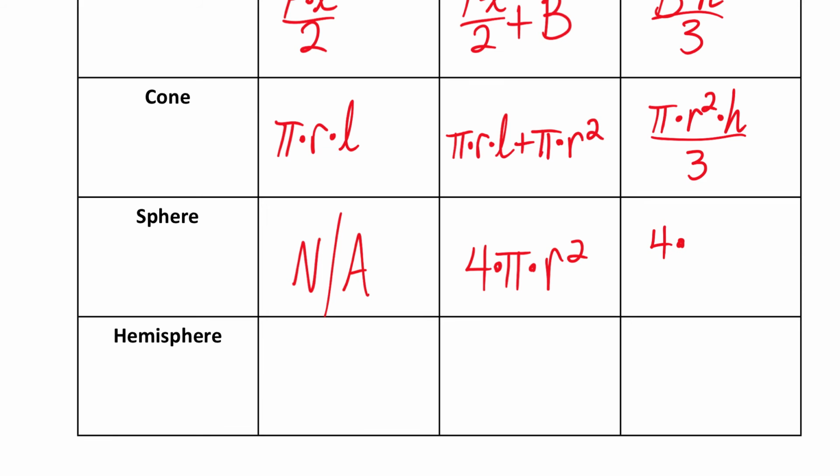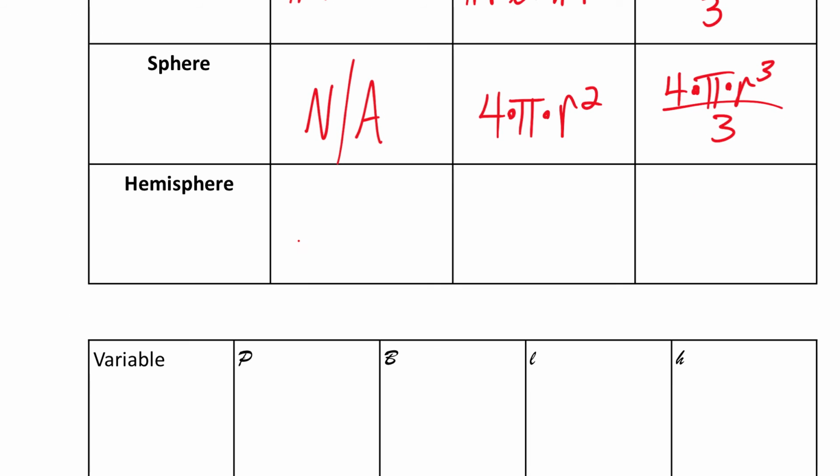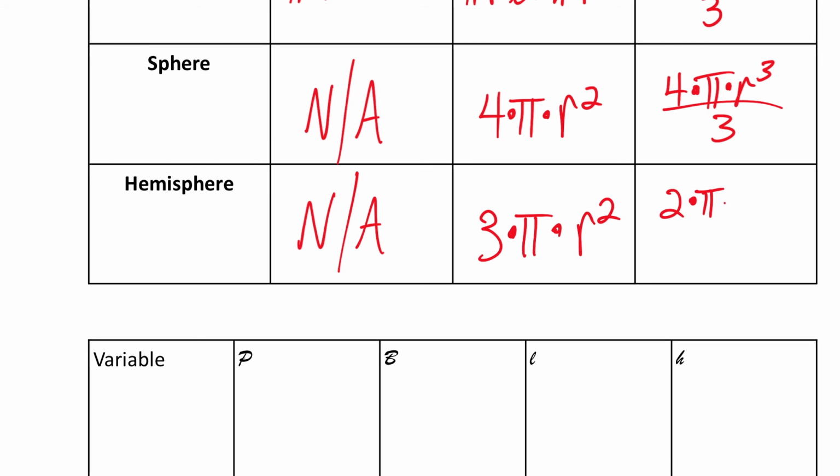And volume of a sphere is 4 pi r cubed divided by 3. Okay, on a hemisphere, you really can't do lateral. I guess you're just wanting to find the curved part, which would be 2 pi r squared, but it really does not apply here. And then for total, it is 3 pi r squared. And then volume is 2 pi r cubed divided by 3.